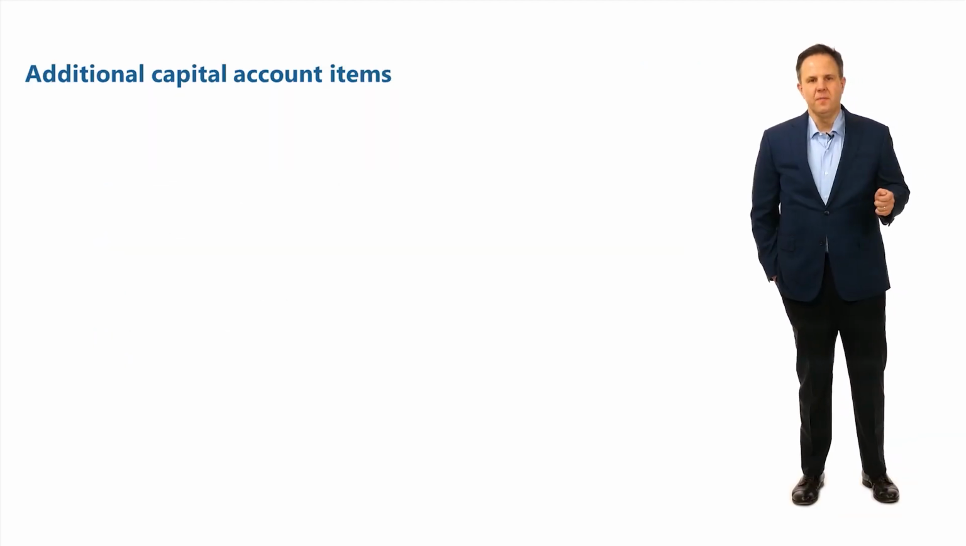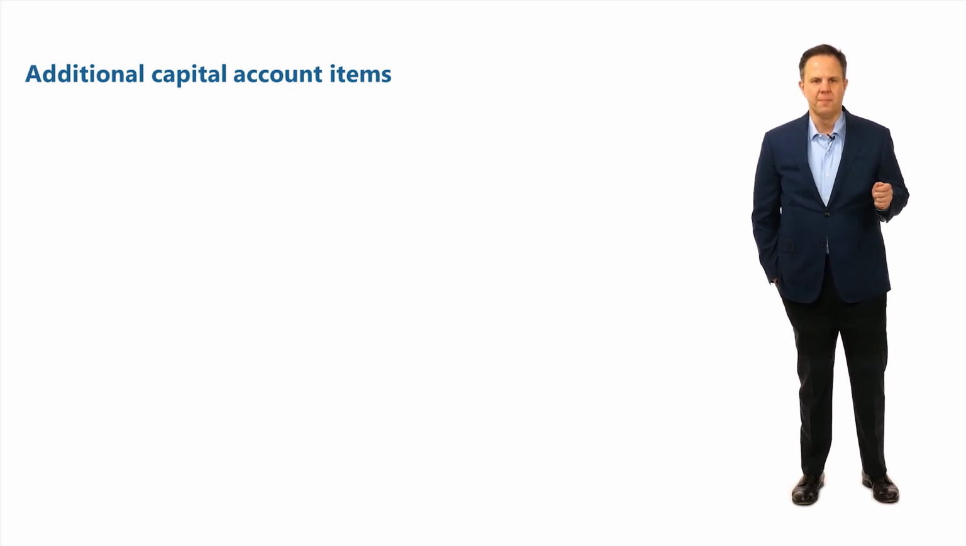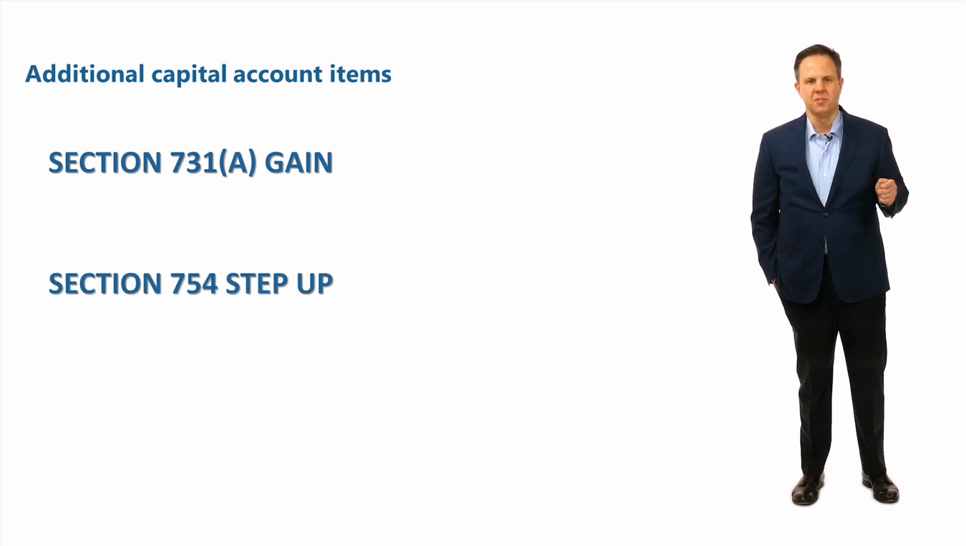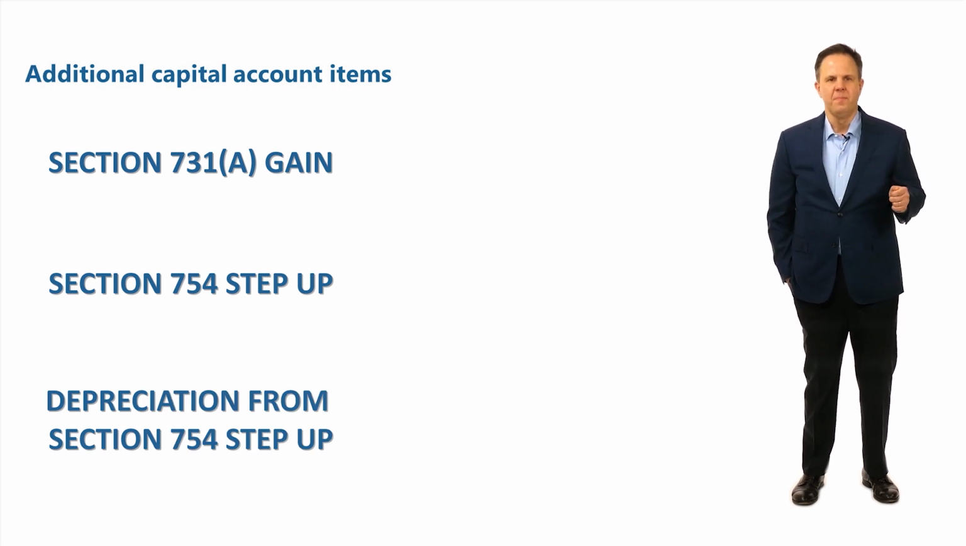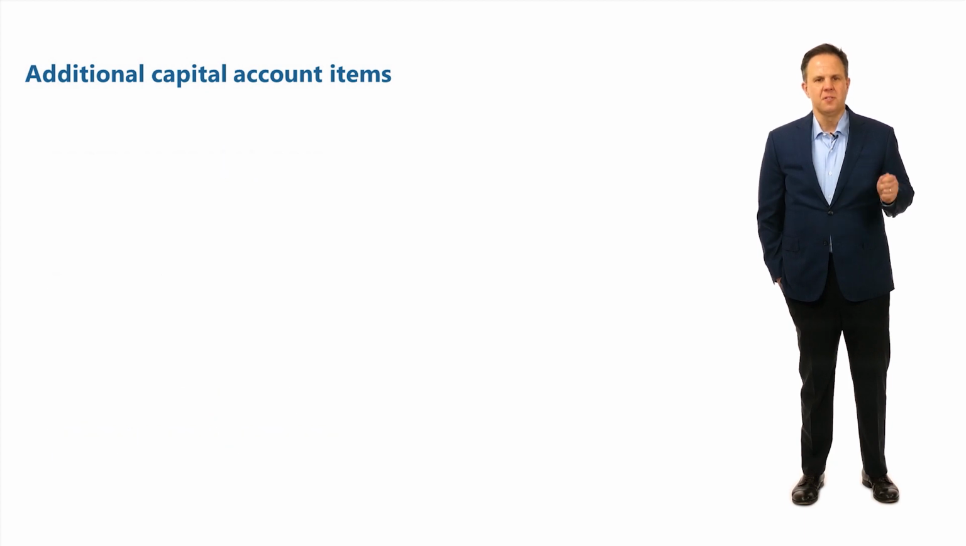To be complete with respect to these calculations, there are some additional items we would also need to model. Those are Section 731A gain, Section 754 elections and the associated step-up, and resulting depreciation from the Section 754 step-up. We won't show the values in the webinar due to time constraints, but these concepts are as follows. Section 731A provides the following.